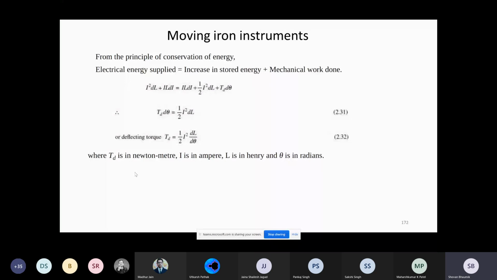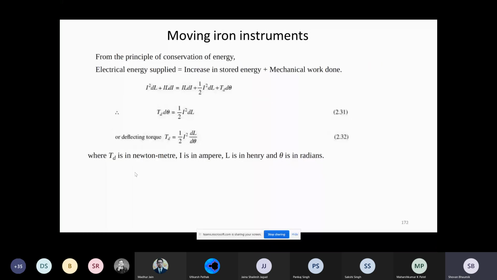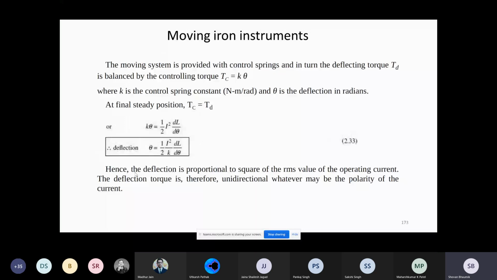Now the deflecting torque produces a deflection. Here everything should be in SI units: theta in radians, L in henry, i in ampere, so Td will be in newton meter. The moving system deflects with the deflecting torque, half i squared dL/d theta, and as it starts deflecting, the spring starts giving the opposing force, which is Tc equals k theta.